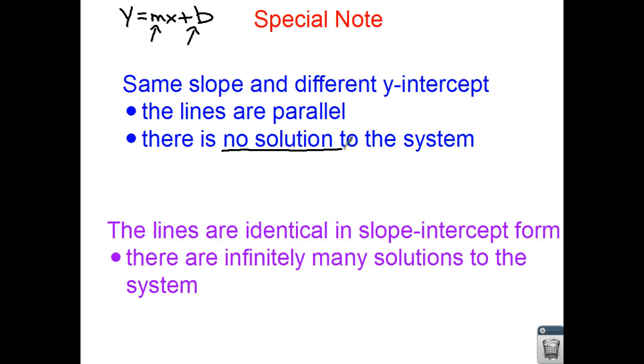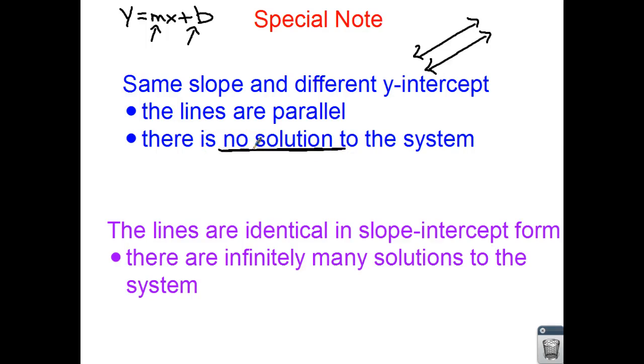And the reason why there's no solution is because those lines, when you graph them, the two equations, they're going to be parallel. And if the lines are parallel, they are never going to intersect. And if they never intersect, they aren't going to be sharing a solution. So that means there would be no common solution between the two of them. That would be your answer.